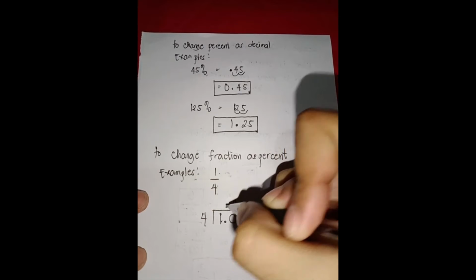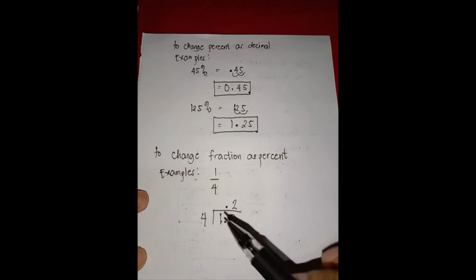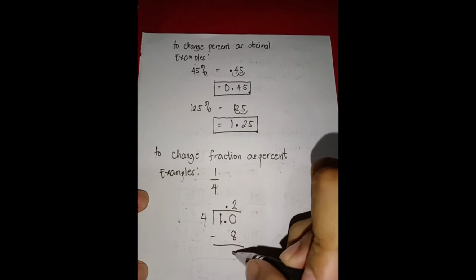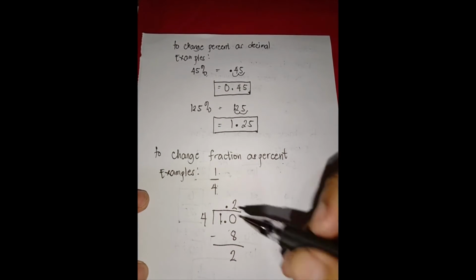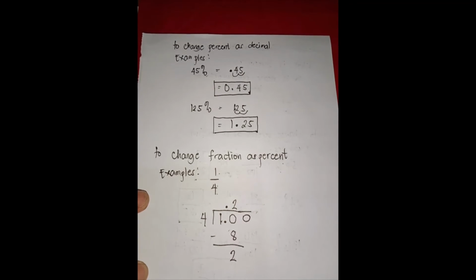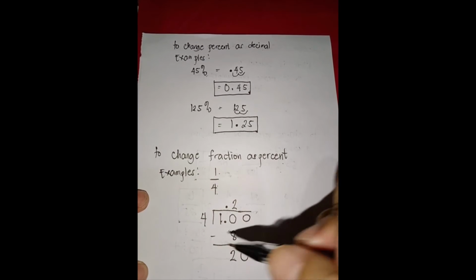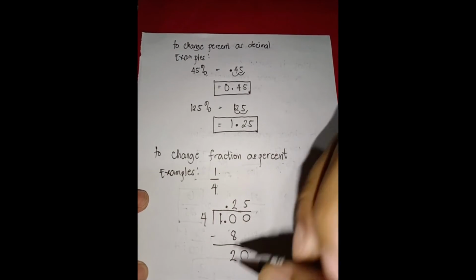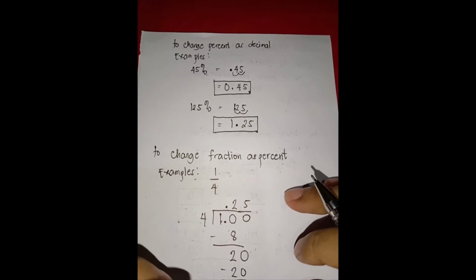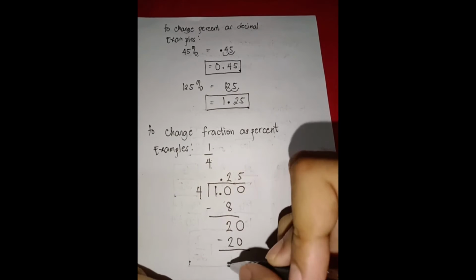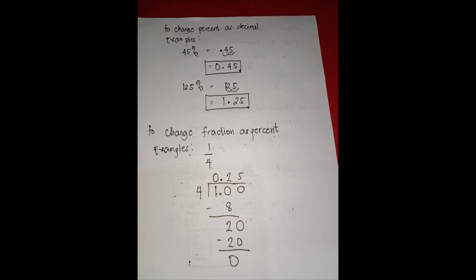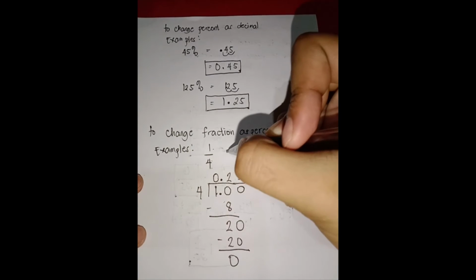Then, lagay na natin tong decimal point. So 4 times 2, we have 8. So subtract. Therefore, we have 2. Since cannot be ulit, mag-a-add ulit tayo ng 0 as a placeholder. So 20 divided by 4, we have 5. So 4 times 5, we have 20. Subtract, we have 0. Therefore, may 0 and 25 hundredths tayo. So isulat natin dito.